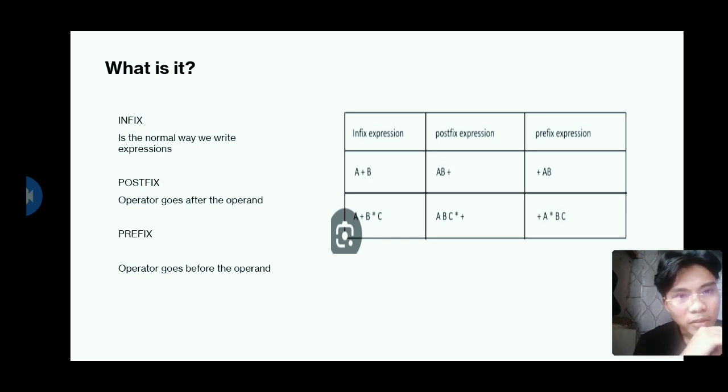By the way, an operator is something like the sign, and the operand is the A, B, C, so it's either numbers or letters. And then prefix is where the operator goes before the operand, just like in the example, plus A B, then plus A multiplied by B C.